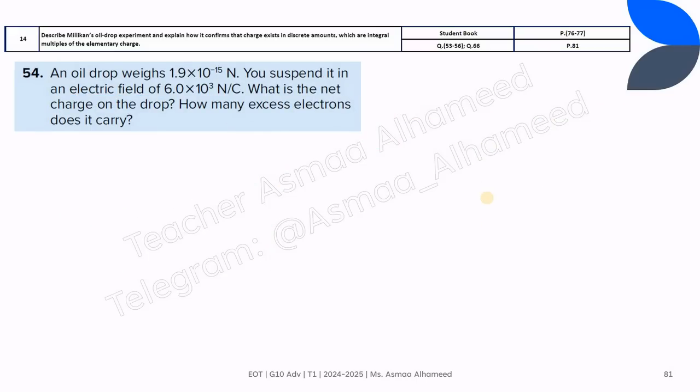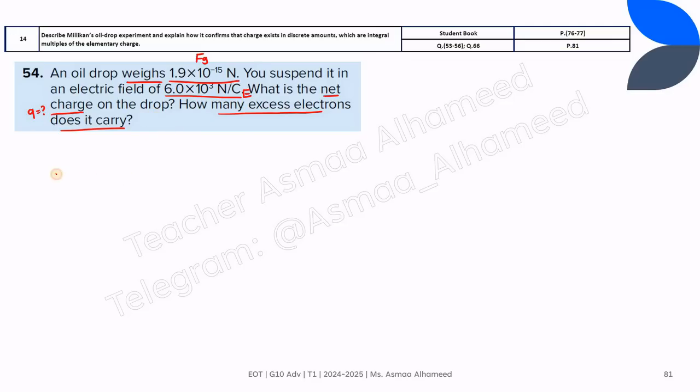Next question. So here we have an oil drop that weighs 1.9 times 10 to the power minus 15 Newton. So this is Fg because it is the weight. You suspend it in an electric field. This is the value of E. What is the net charge on the drop? So you need to find what is Q and how many excess electrons it carries. How many? We will find the equation to calculate this.